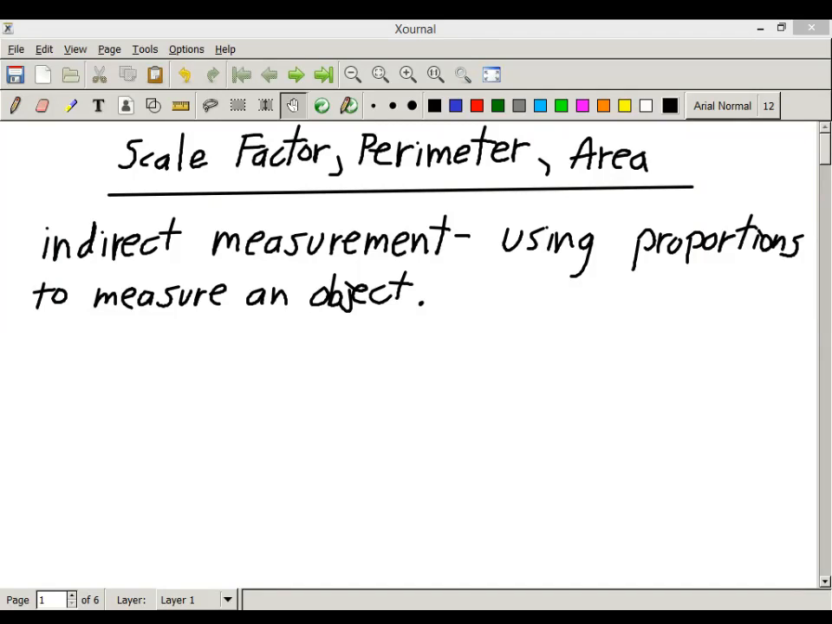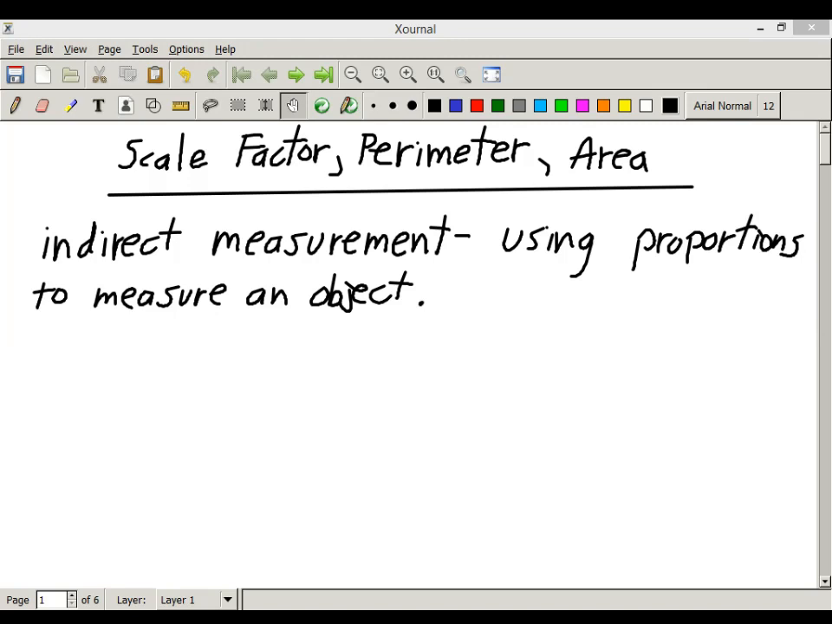Okay, welcome back, everybody, to the last topic of this current unit on similar polygons. Today we're going to talk about applications of proportions, so word problems, and then how the scale factor of two similar polygons relates to the perimeter of those polygons and the area of those polygons.